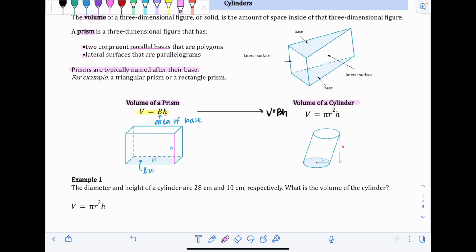If I need to find the area of the base of my cylinder, the base is a circle. The formula for the area of a circle is pi r squared. So that pi r squared is how I find my capital B. The volume of a cylinder formula is really just taking out that capital B that represents the area of the base and replacing it with pi r squared, to make life a little bit easier so you don't have to grab that pi r squared from scratch every single time. So for the volume of a cylinder, you can use V equals pi r squared times height, where r is the radius and h is the height.